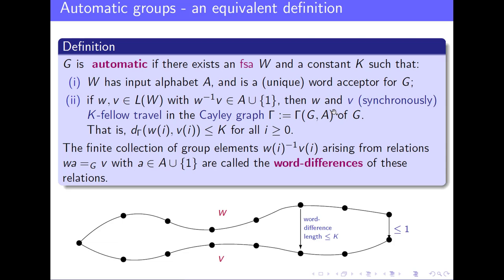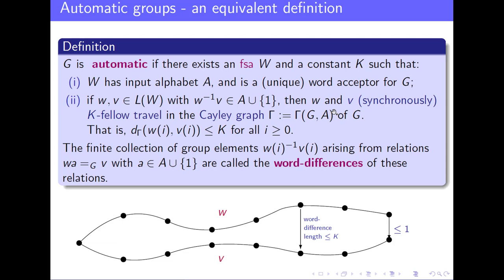So the replaced condition is that if we have two words W and V in the language of the word acceptor, and suppose that W times some generator is equal to V, so the distance is less than or equal to 1, meaning either W is equal to V or W times some generator is V, then the fellow travelling property says that when we look at these paths in the Cayley graph, they stay together. They never go too far apart.